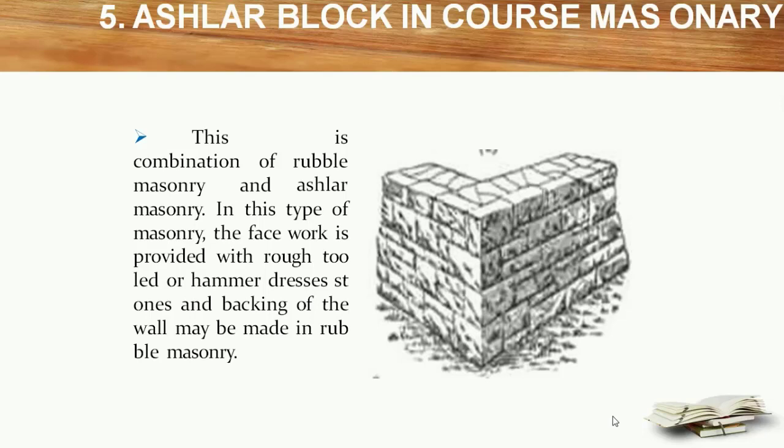Then ashlar block in course masonry. So basically this type is intermediate between the rubble and ashlar masonry. The height of the block in each course is the same, but it need not be the same in all courses. The height in each course may vary from 150 to 300. The faces are hammer dressed only. The vertical joints are not as straight and fine as in the other ashlar masonry. This type of construction is adopted in heavy works like retaining walls, piers of bridges, etc. As you can see in the figure also.